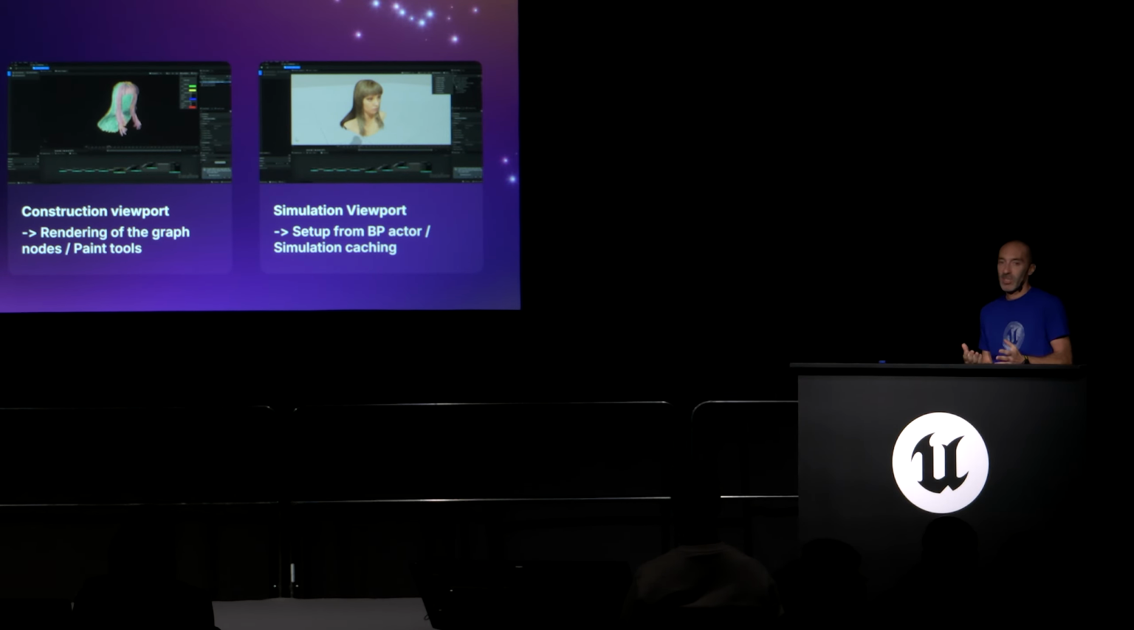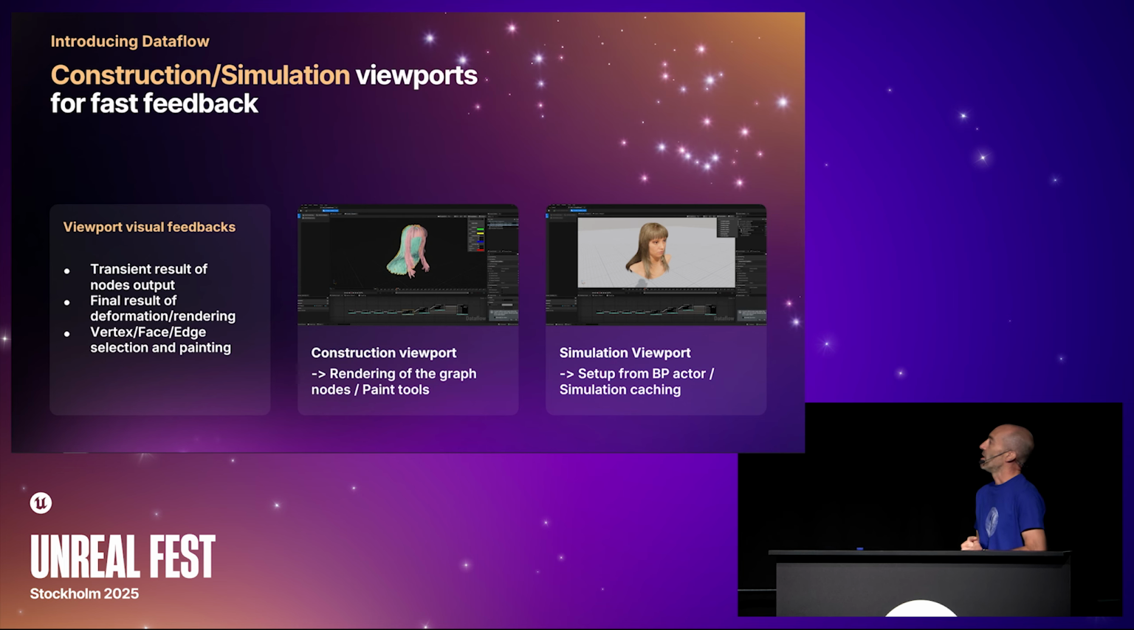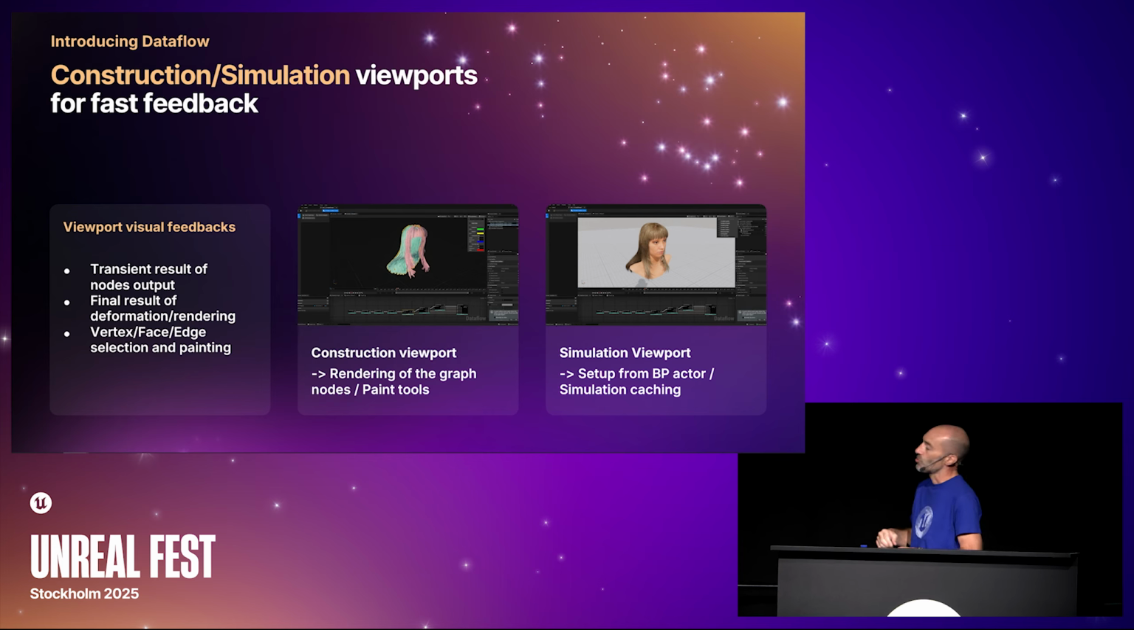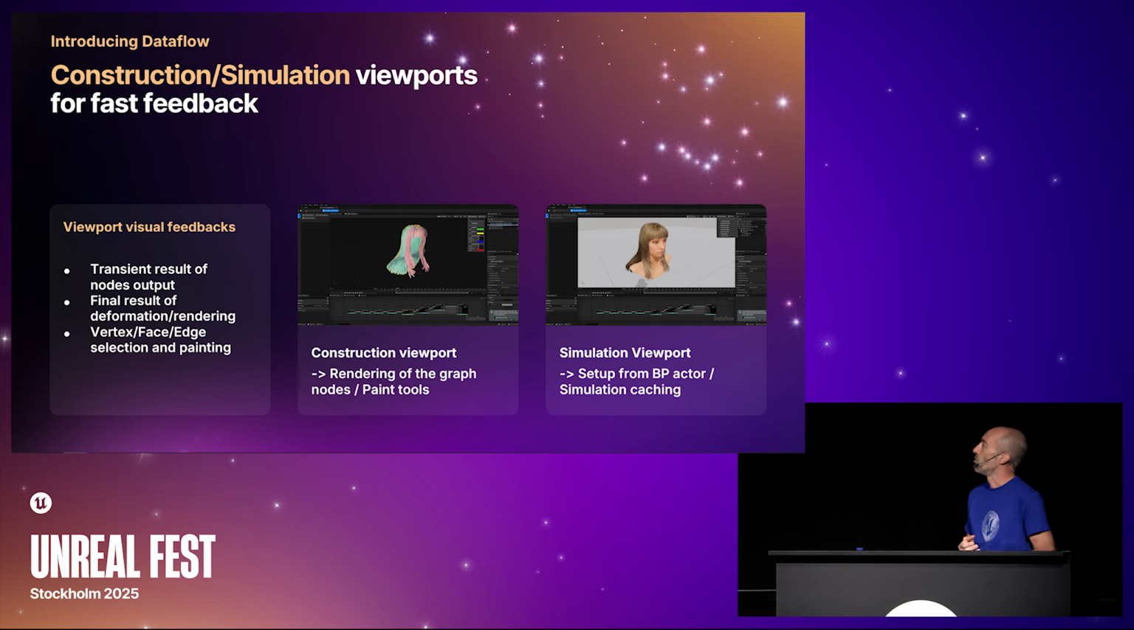But if you want to, let's say, test the scalability of your asset, you can create a blueprint with 100 characters running on screen. And you can see, for example, the transition of the LOD or something like that directly in your simulation viewport.